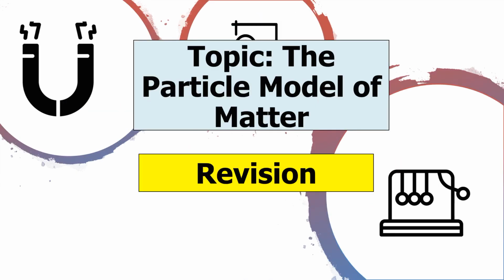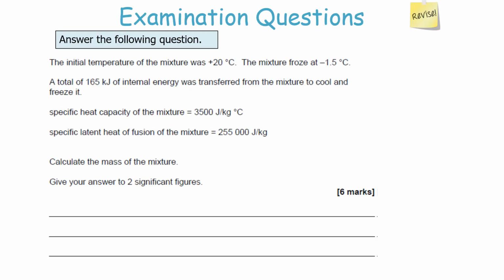Our next topic is the particle model of matter. So in this particular topic, we're going to look at the topics that will come up on the 2022 paper. The initial temperature of a mixture was plus 20 degrees Celsius. The mixture froze at minus 1.5 degrees Celsius. A total of 165 kilojoules of internal energy was transferred from the mixture to cool and freeze it. Calculate the mass of the mixture to two significant figures.